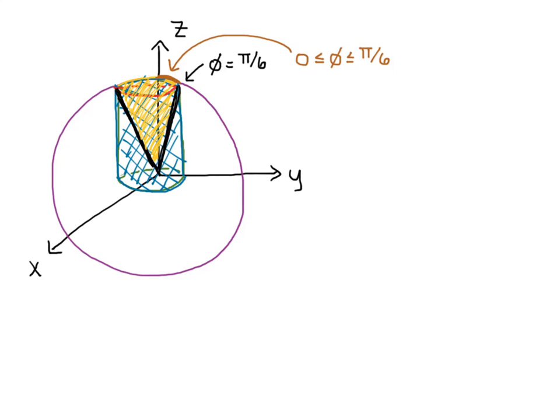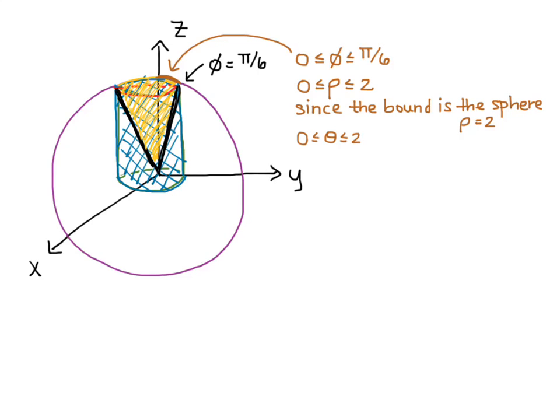With this cone, we know that the outer edge for rho will always be the sphere, and the sphere has a radius of 2. So we're going to have 0 is less than or equal to rho less than or equal to 2, because the bound on the sphere is 2. Now the next thing we want to figure out is theta. So I'm going to have 0 less than or equal to theta less than or equal to 2 pi, since the projection onto the xy plane is a full circle.